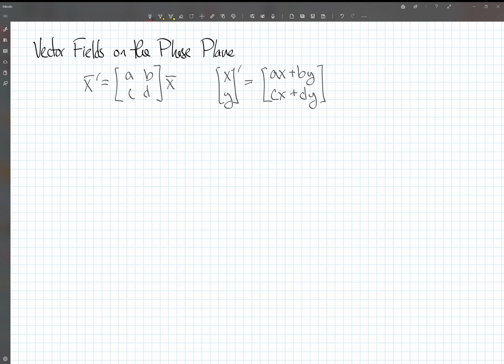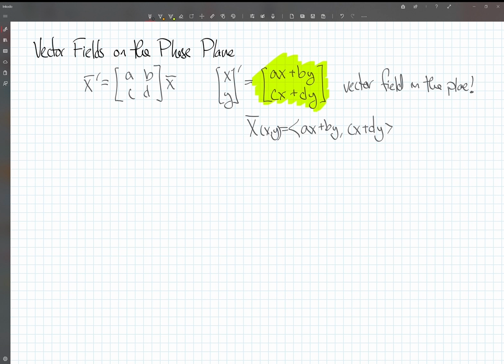And I want to think back to Math 114 and say, what kind of a thing is this right-hand side? Well, it depends on x and y, and it spits out a vector. So what do you call something that takes in two numbers in the plane and spits out a vector in the plane? That's a vector field in the plane. Back in Math 114, we might have written this something like that.